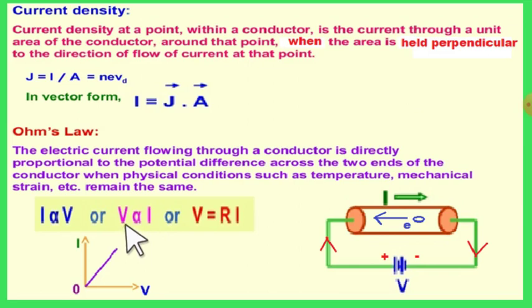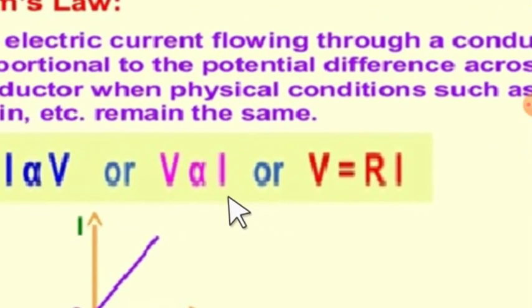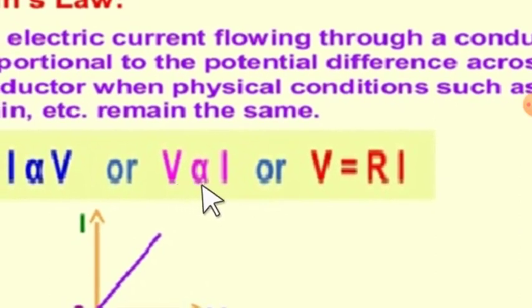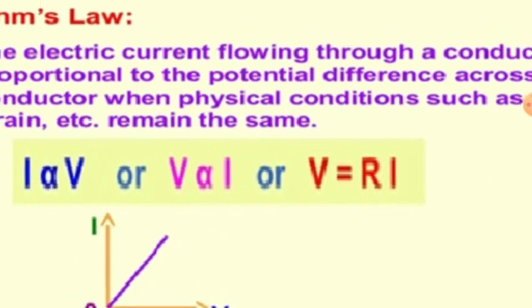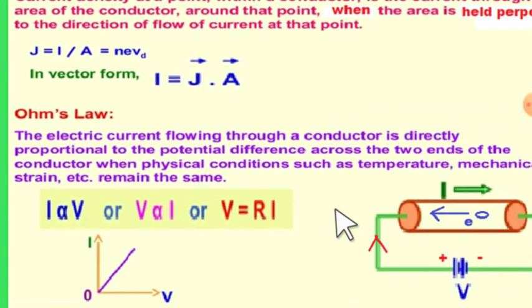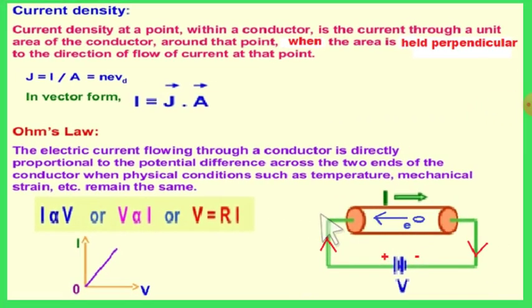You can write V is directly proportional to I, or V is equal to RI. If you want to change this proportionality into equality, then we will require a constant, and this constant is denoted by capital R, where R is a constant of proportionality known as the resistance of the conductor, and it depends on the resistivity of the conductor.